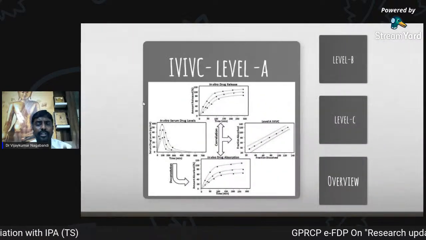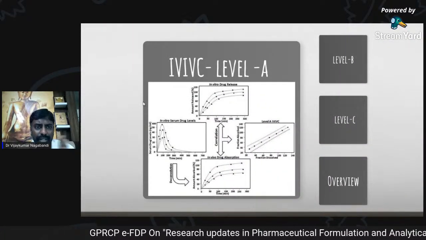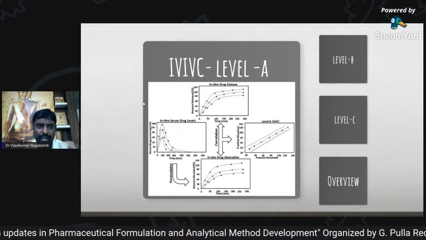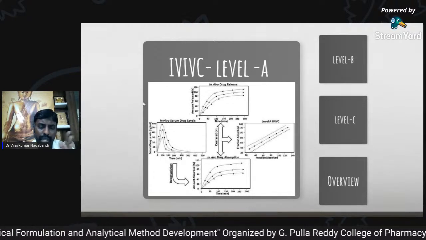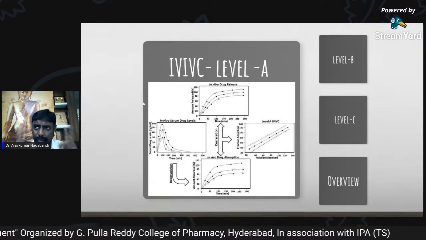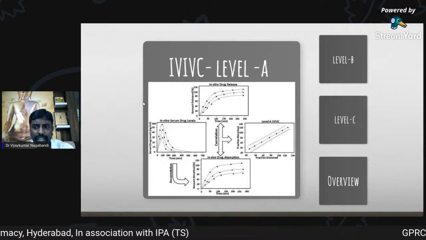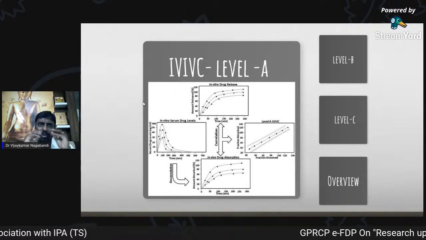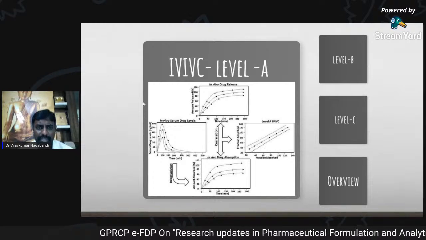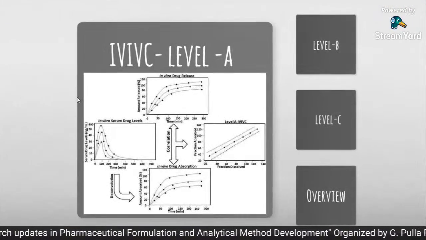As you all know, in vitro in vivo correlation is, in short, represented as IVIVC. I is in, V is vitro, I is in, V is vivo, and C is the correlation. In vitro in vivo correlation we can build in 3 levels: level A, level B, and level C. You might already know about the 3 levels, but as a quick understanding again, I'll give you a brief idea about level A, level B, and level C correlations here.